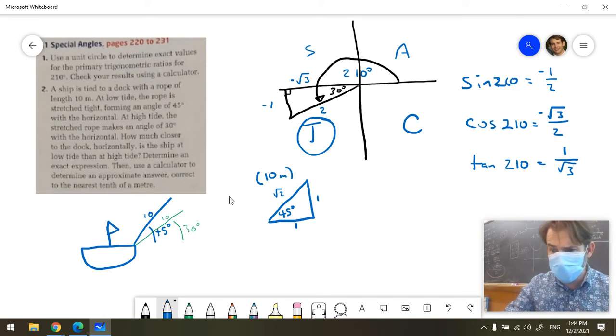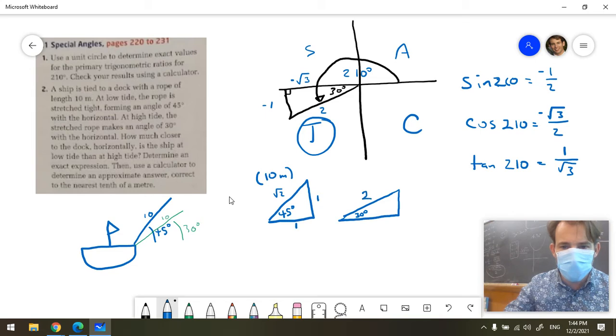All right, we're going to remember that for later. And then when it's stretched out like this, the 30-degree angle, this is still 10, but this is now sort of the ratio 2, 1, and root 3. Okay, but that's still 10 meters. It's the same rope in both cases, so I need to scale this triangle up so that it's 10 meters. So how will I scale that up?